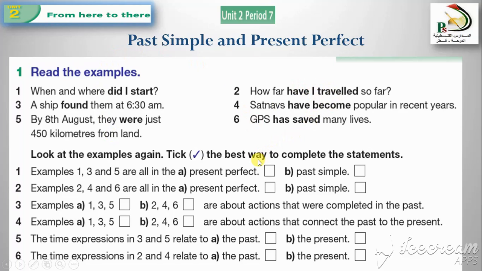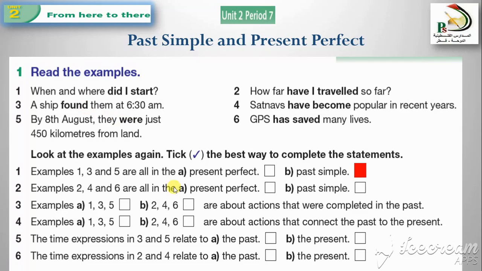Now, let's pause the video here and you solve the exercise, then continue. Examples 1, 3, and 5 are in the present perfect or past simple. Did, found, were: past simple.